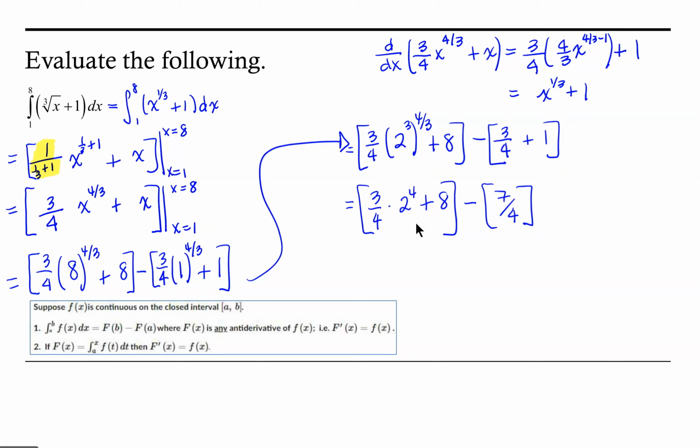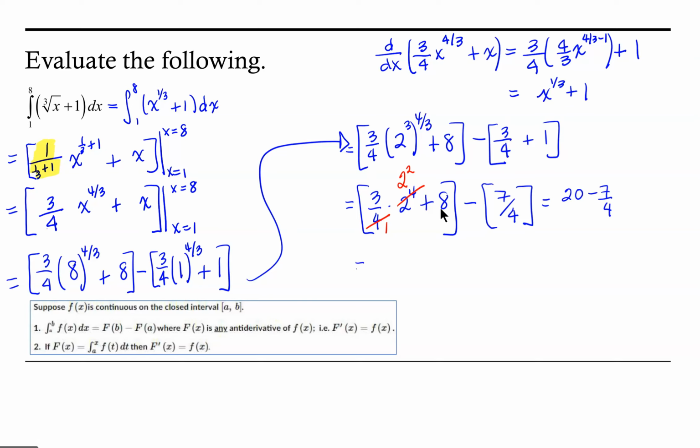Continuing on to simplify, this 4 can divide out 2 of the factors of 2. So 2 to the 4th, this 4 is actually 2 squared, so this can simplify, and we end up with a 2 squared remaining. So 3 times 2 squared, 3 times 4 is 12, and 12 plus 8 is 20. So right now we have 20 minus 7/4.